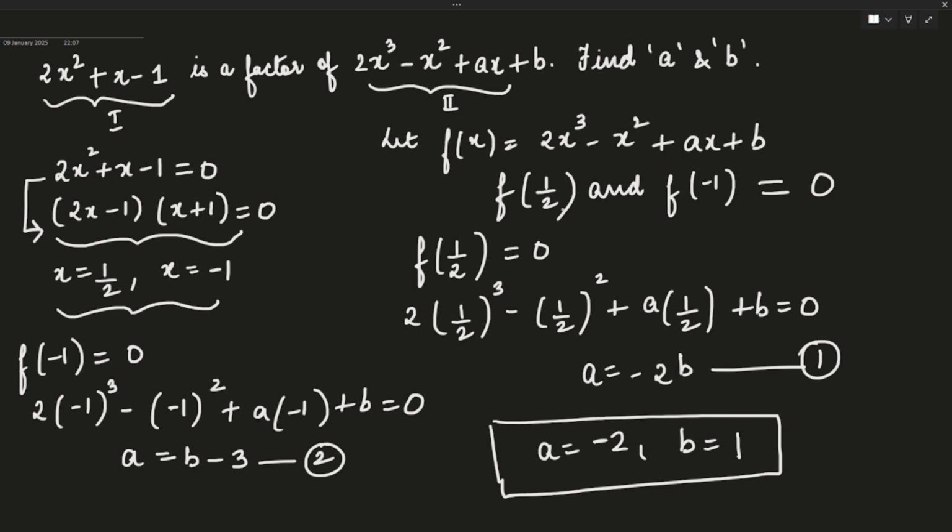Let's quickly revise what we did here. The first polynomial is a factor of the second polynomial. We make factors of the first polynomial and find the values of x by putting the polynomial equal to 0. By factor theorem, when we put these values of x in f(x), we get 0. So we put f(1/2) and f(minus 1) as 0 and found the values of a and b. Let's do one more example.